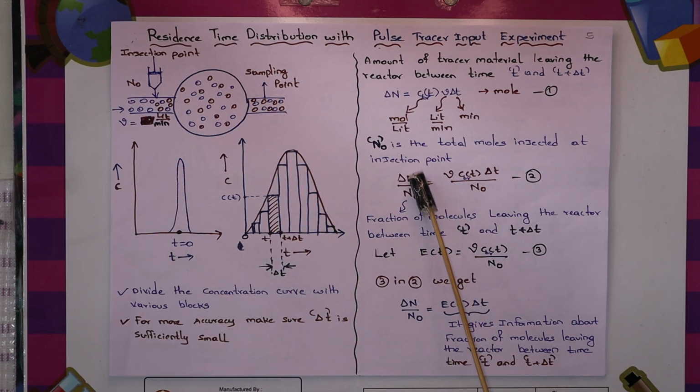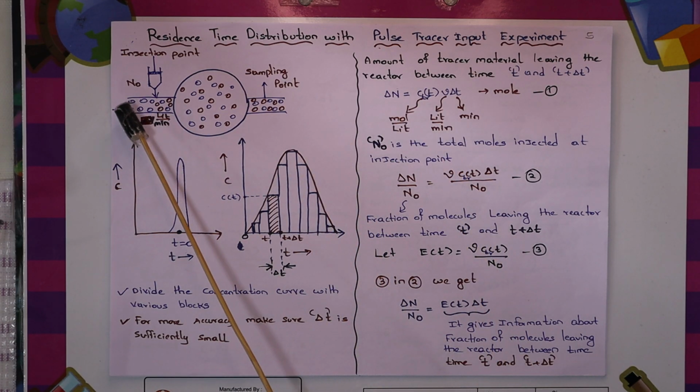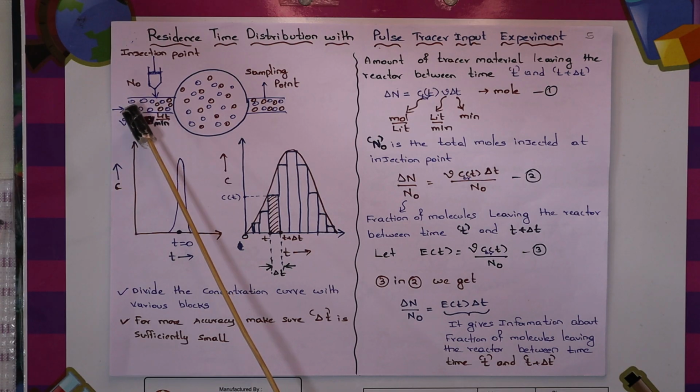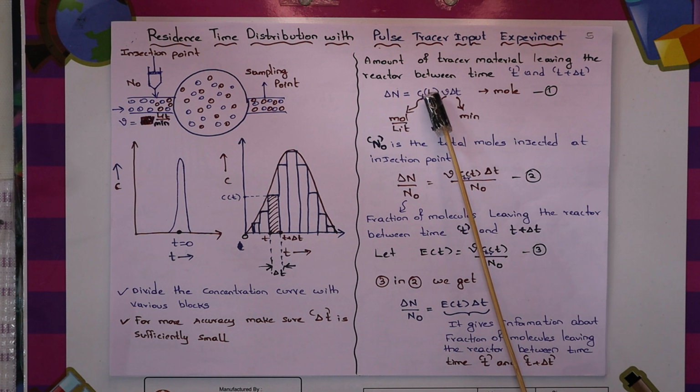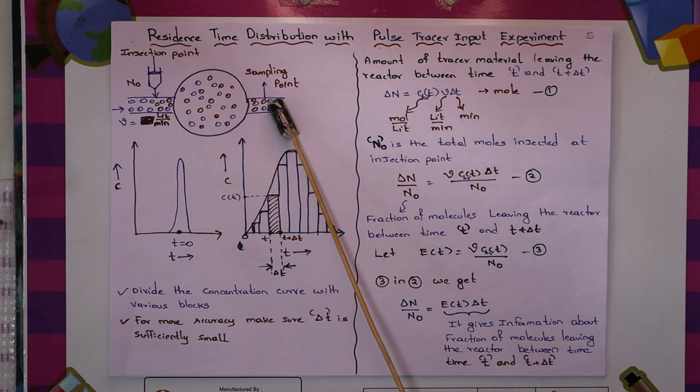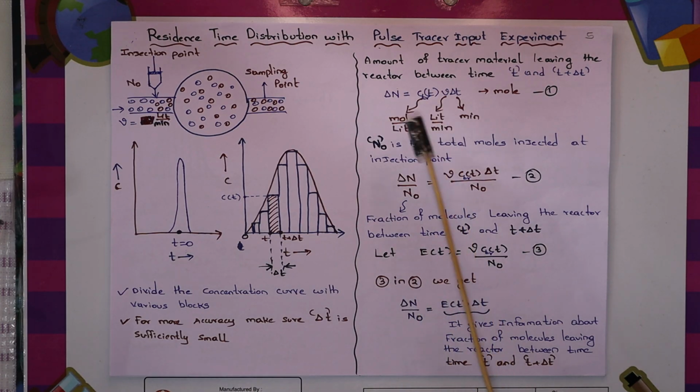So delta n by N0 is nothing but nu into C_TR, the concentration of the tracer. Remember, don't get confused with the concentration C. We are not talking about the concentration of reactants here. We are talking about the concentration of the tracer, which you measure at the exit, and that is why it is represented by C_TR. Majority of the confusion happens here, so I have cleared the confusion now.